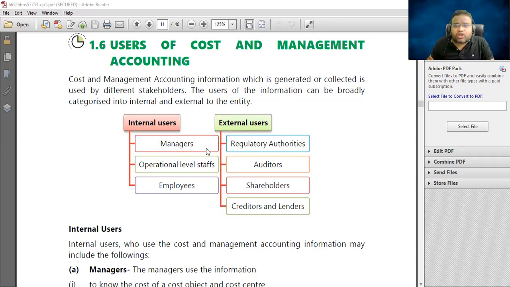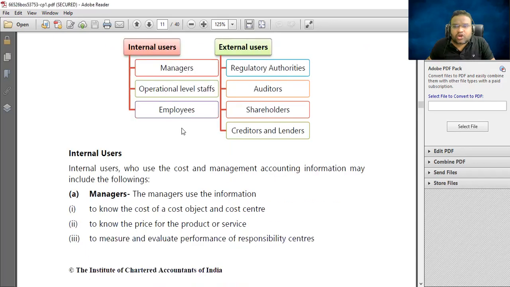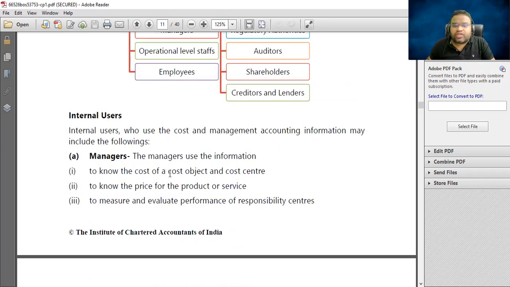Who are the users of cost and management accounting? Internal users are within my organization, external users are outside my organization. Internal users: managers, operational level staff, employees. External users: regulators, others like government, auditors, shareholders, traders, and lenders. Internal users, why do managers use this cost data set? To find out the cost of a cost object or cost center.